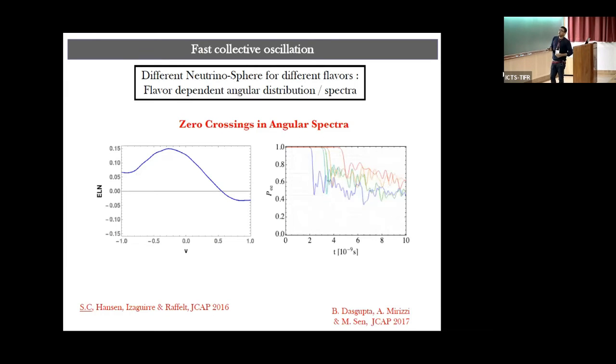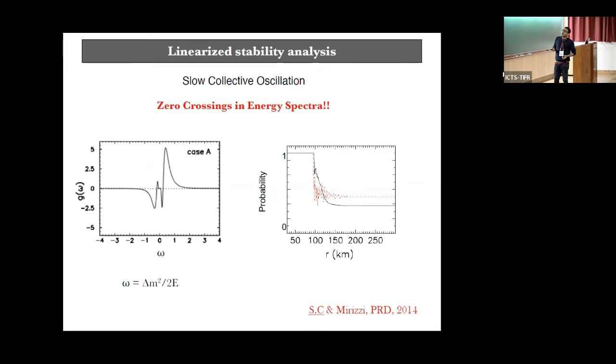Now, for a typical problem like that, if you want to look into the probability of conversion, you would find something like that. But what is important, look at the x-axis: these conversions are happening at a nanosecond time scale. So this can happen only in this extremely dense environment of supernovae. Similarly, the slow collective conversion, which we used to discuss, which we knew before, comes when you have the zero crossing in the energy spectra. This was also well known, but this angular one is something new.